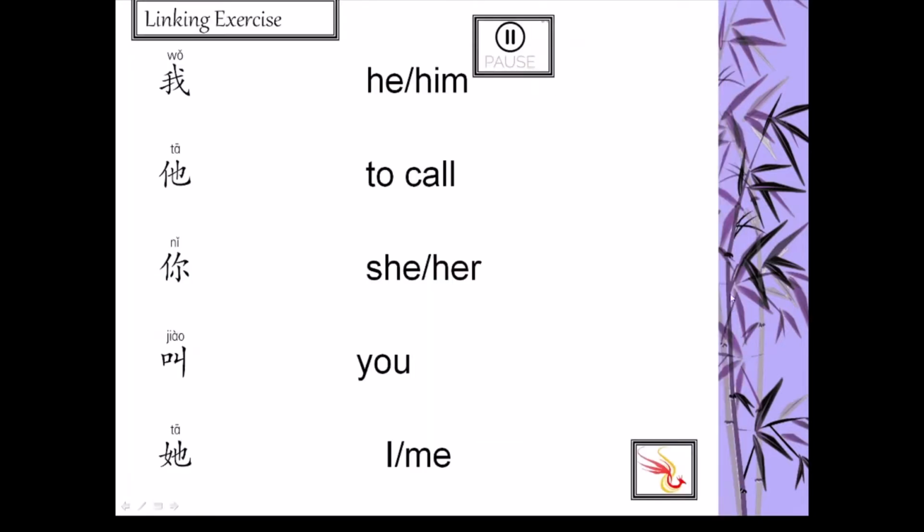Okay, this is a little exercise. Can you pause and try to link them before I tell you the answer? 我, 他, 你, 叫, 他.